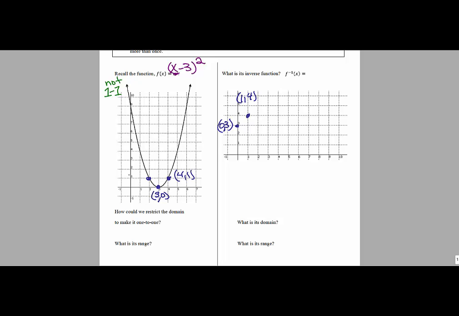But it also has (2, 1). And on the inverse that would become (1, 2). So we can keep going with this idea. This graph has the point (5, 4). So on the inverse that would become (4, 5). But it also has the point (1, 4). So the inverse would be (4, 1).